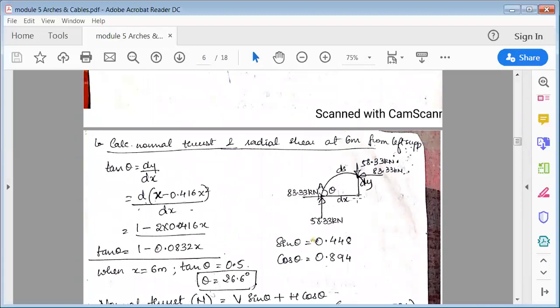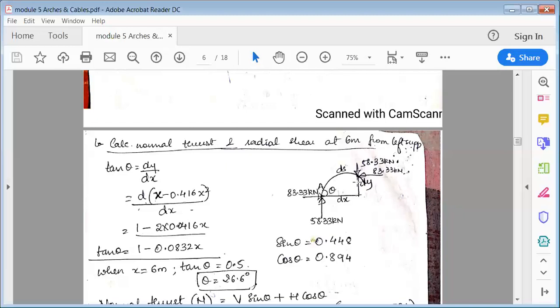So at a distance of 6 meter, there are absolutely no loads. So whatever vertical and horizontal forces are acting at this portion, to maintain the equilibrium, the same forces will be acting equal and opposite. Now check this out. 83.33 kilonewton to the right side. To stop this, there is 83.33 to the left side. So it is in equilibrium horizontally. Likewise, vertically, 58.33 upward. To stop this, 58.33 downward, because there are no loads acting between 0 to 6 meter. So things become simple.